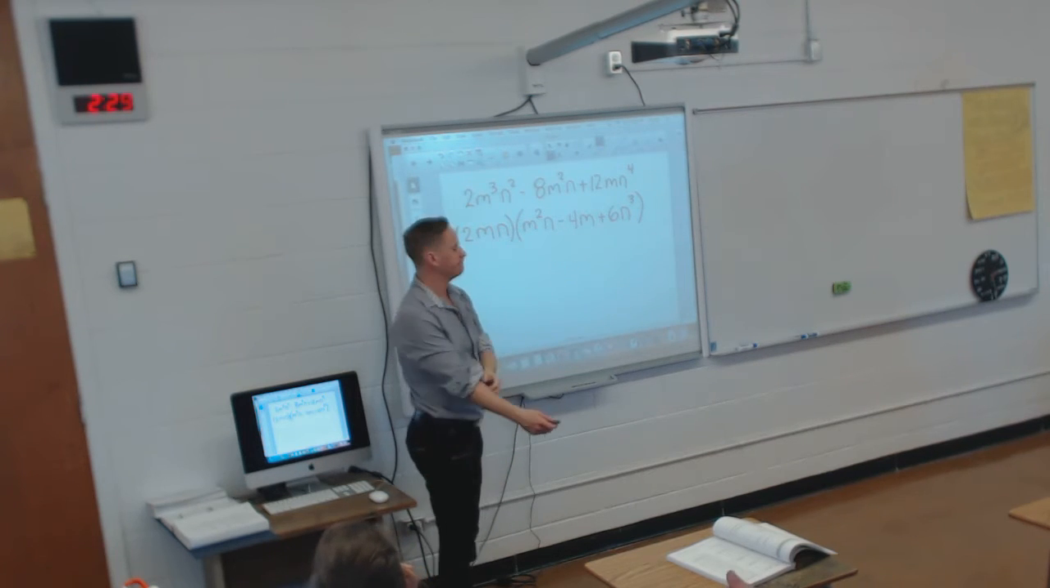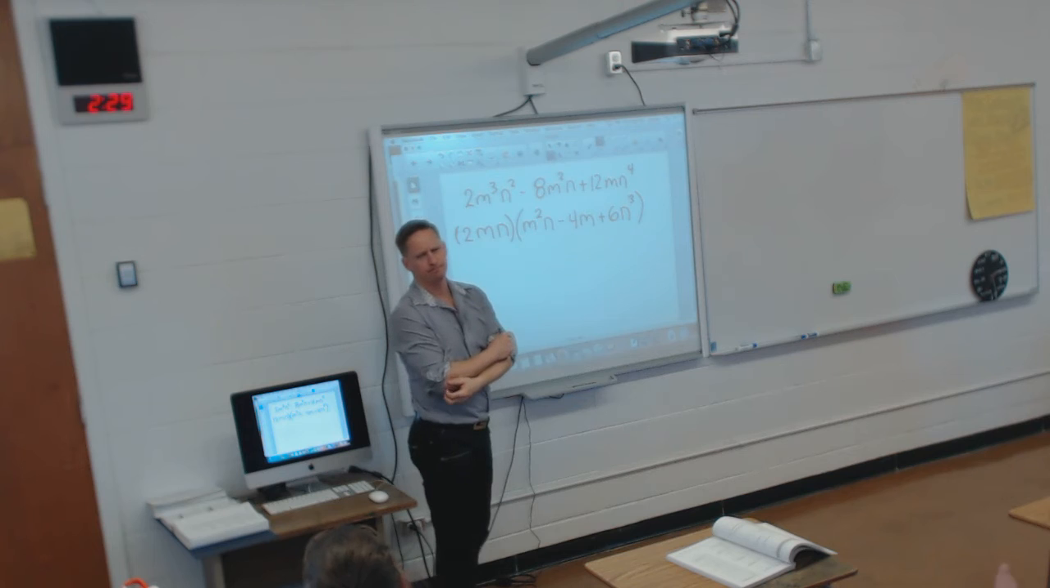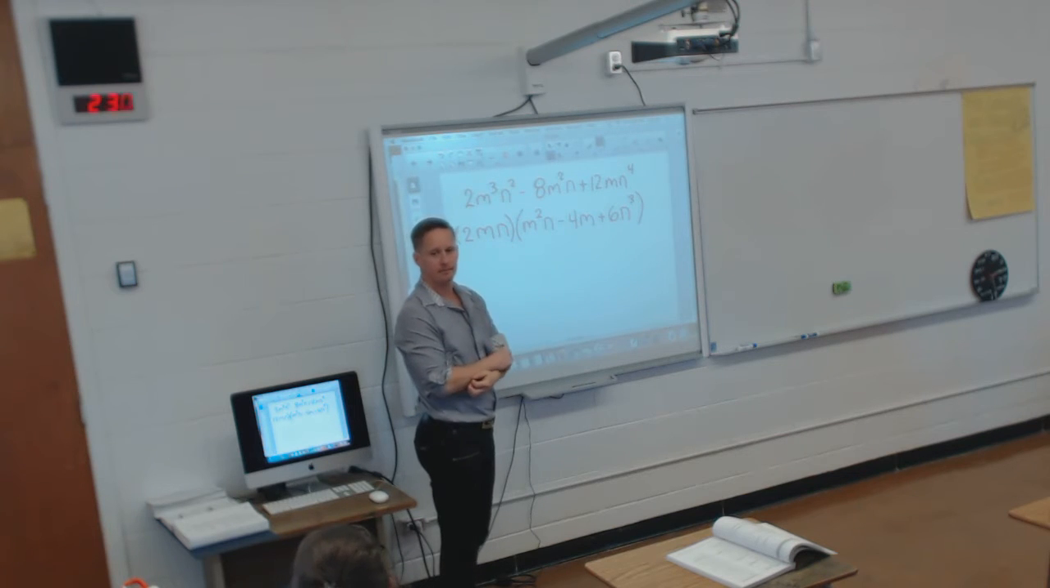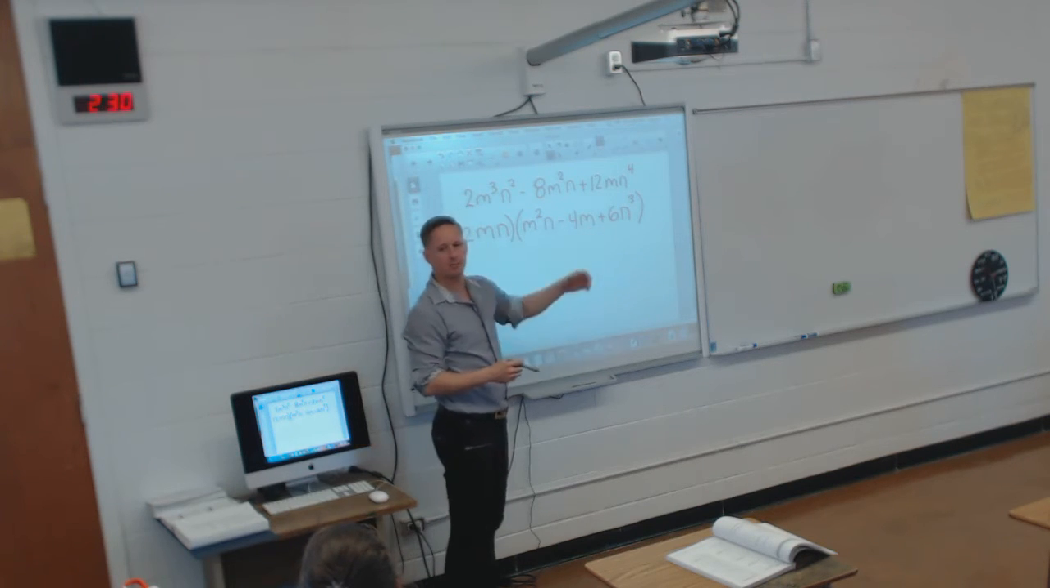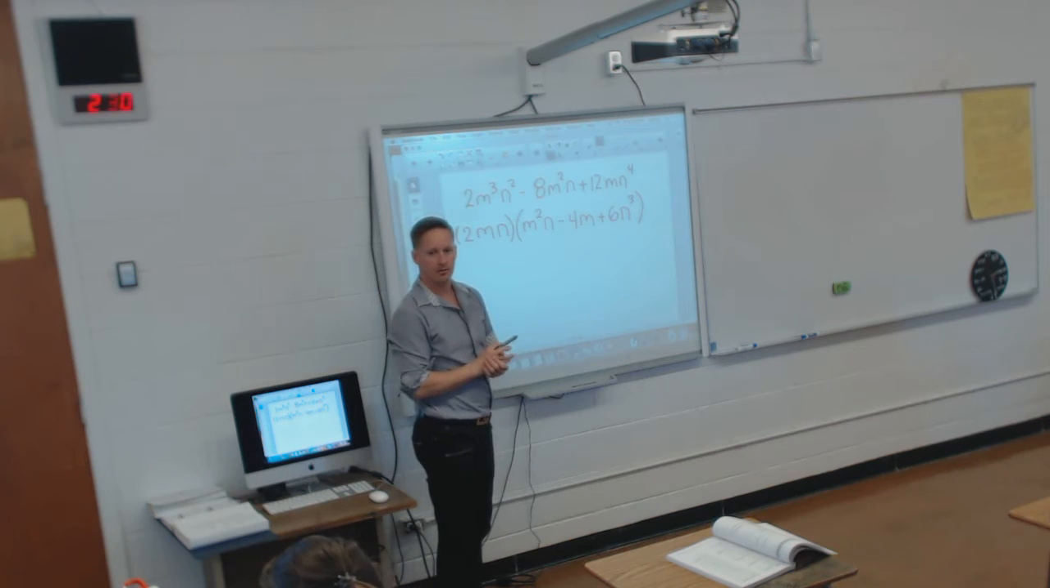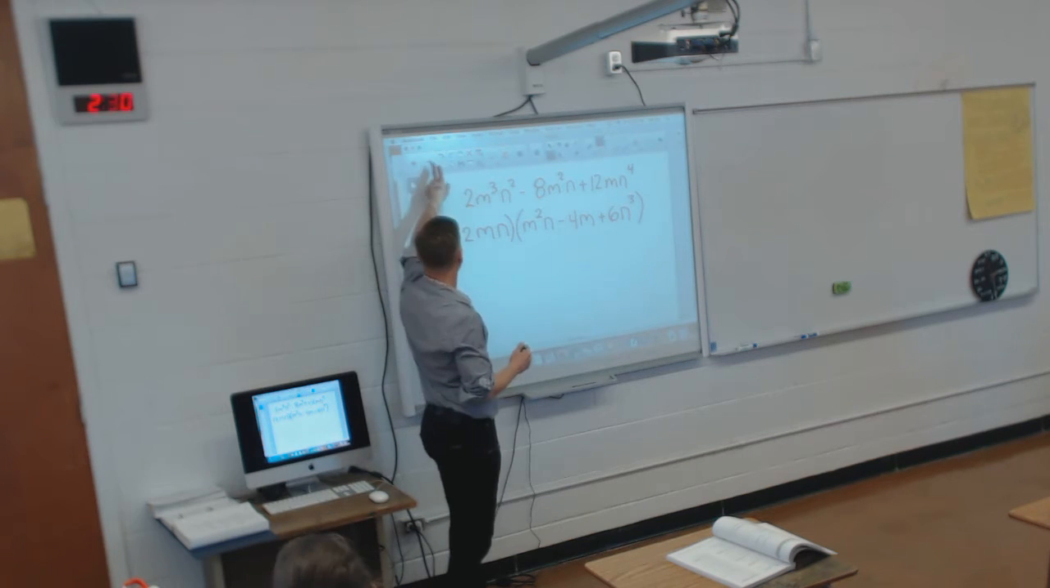Go ahead, Morgan. So it's taking that and dividing by all that, so everything will be divided by 2mn? Yes. And then whatever I'm left with goes in this bracket. Okay? All right. Let's try another one then.